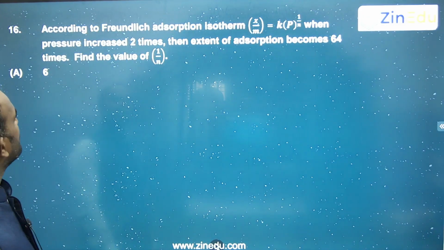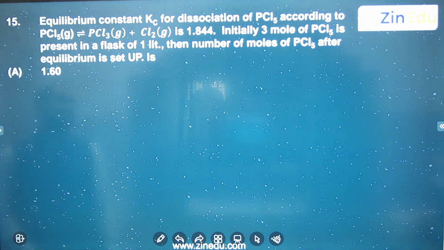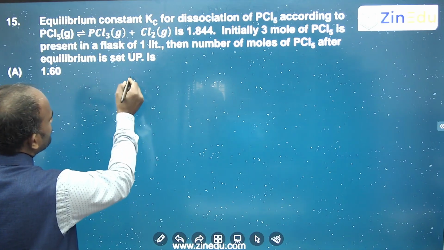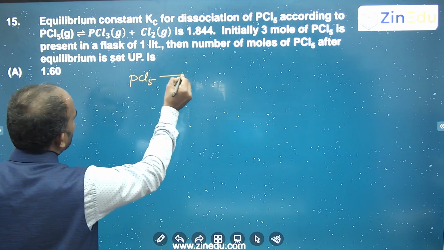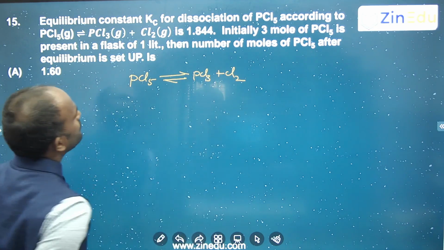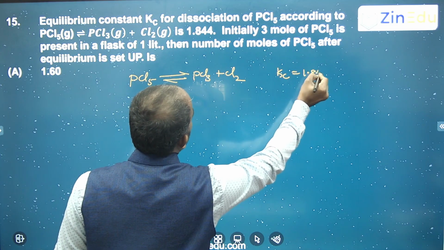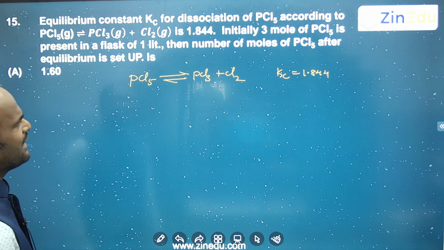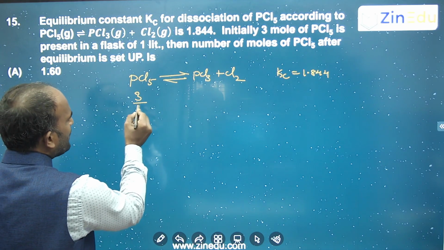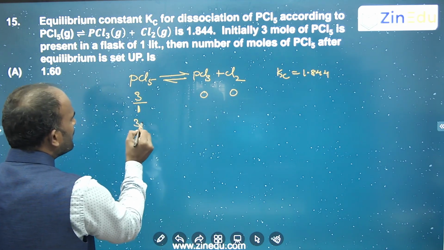Equilibrium constant Kc for dissociation of PCl5 according to this equation, PCl5 gives rise to PCl3 plus Cl2. What is its Kc value? Kc is equal to 1.844. Initially 3 moles of PCl5 is present in a 1 liter flask. So absolutely a boost for us, because 1 liter is given, therefore concentration is going to be 3 molar, then 3 minus x.